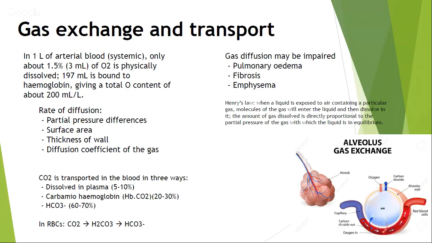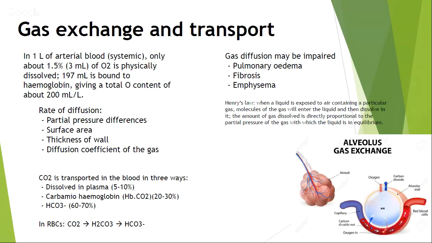When it comes to gas diffusion, anything that decreases the area available or impairs the gas transport, like pulmonary edema or fibrosis or emphysema, will impair gas diffusion. And the rate of gas diffusion can be affected by partial pressure differences for the different gases, surface area available, the thickness of the wall that the air has to cross, and the diffusion coefficient of the gas. For example, carbon dioxide is much more soluble than oxygen. It'll diffuse at approximately 20 times the rate through tissues as oxygen.